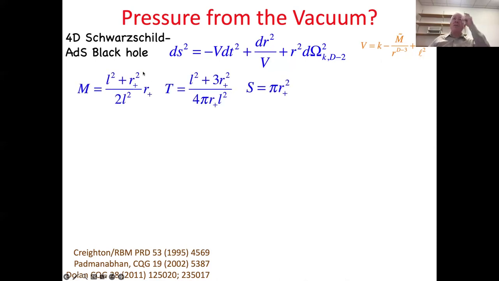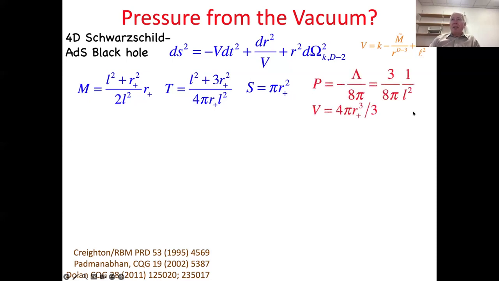So it's straightforward to compute the total mass of the system, which is not quite M tilde. I guess that's why I put a tilde there. The actual mass is related to the radius of the horizon r plus and what we call the AdS length, or 1 over the square root of the cosmological constant, L, like so. The temperature is given by this using standard Wick rotation methods that I haven't gone into. And the entropy is the area of the horizon divided by 4, 4 pi r plus squared over 4.